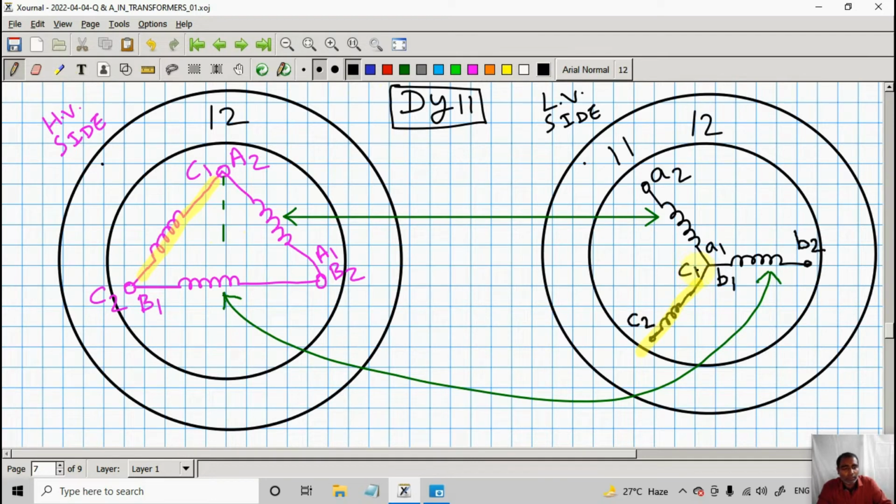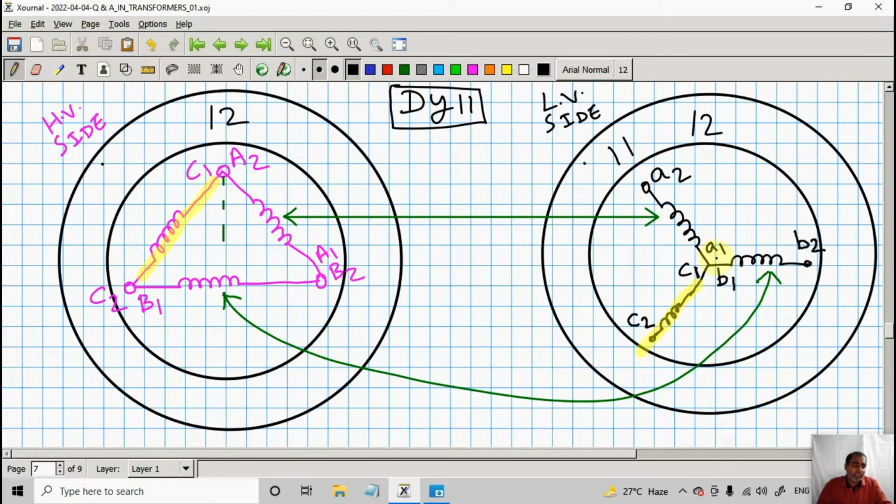Now one important point we should remember is that while making the connection, the polarity of terminals A1, B1, C1, I again repeat it, the polarity of the terminals A1, B1, C1 on the LV side must be the same. Then only we can join them together to form the star point or the neutral point of the LV side, because if you have 2 points with different electrical potential, you cannot short them or join them together. If you are connecting 2 points together, we should make sure that those 2 terminals have the same electric potential.